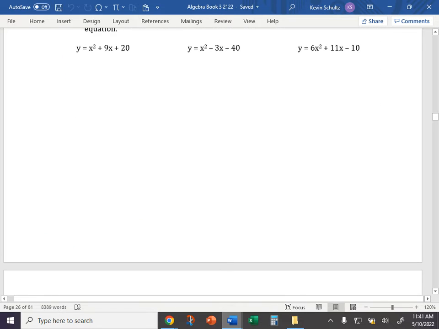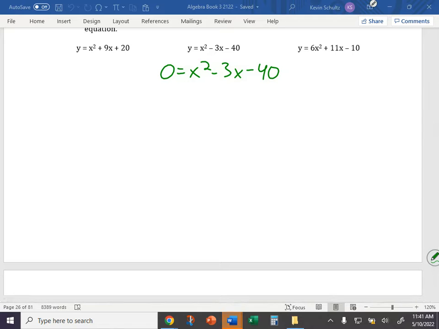Next one, y equals x squared minus 3x minus 40. We again know this is going to be a factoring equation because it has all three terms, x squared, x, and a constant. So we can go straight to our equation where y equals 0. And we're looking for two numbers that multiply to make negative 40, that constant, and those same two numbers add to make negative 3, our middle term.